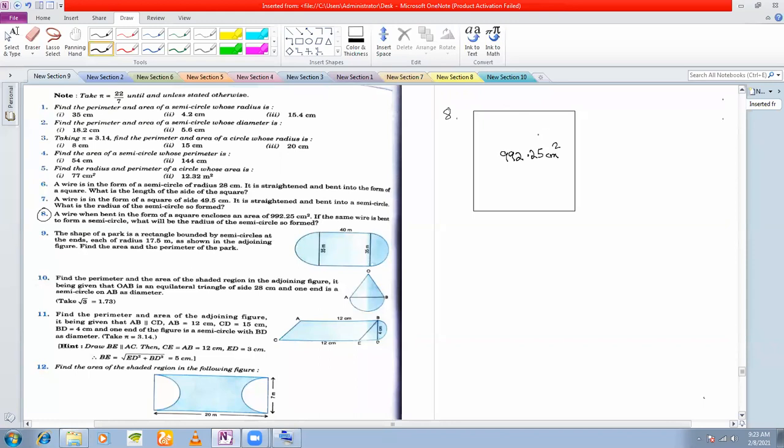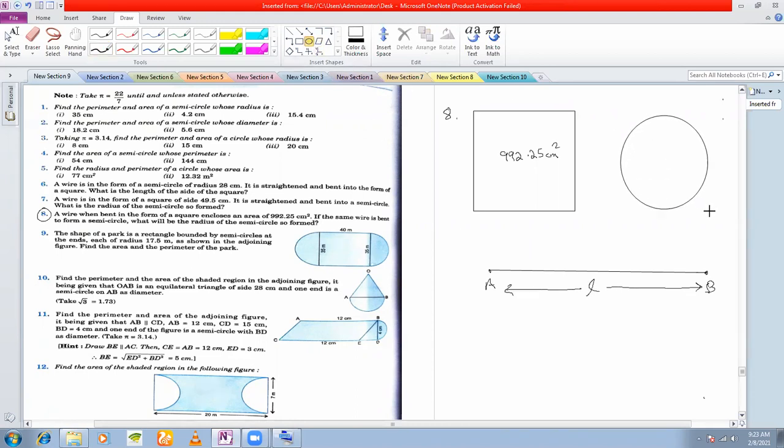Now the same wire, let me draw the wire also. This is the wire that you are making a square out of. Say AB is your wire. Say the wire is of length L. And what happens next is that the same wire is now bent in the form of a semicircle. Instead of making a square, now I straighten the wire and I make it in the form of a semicircle.